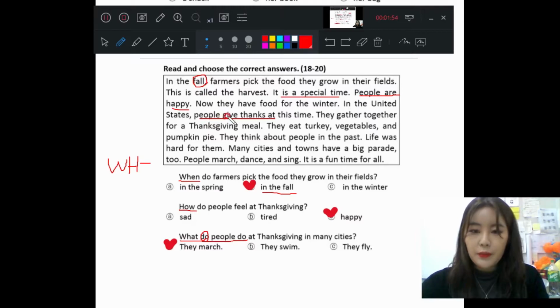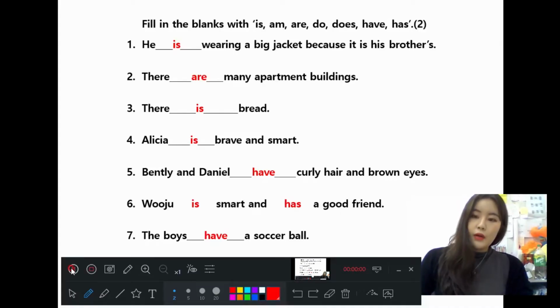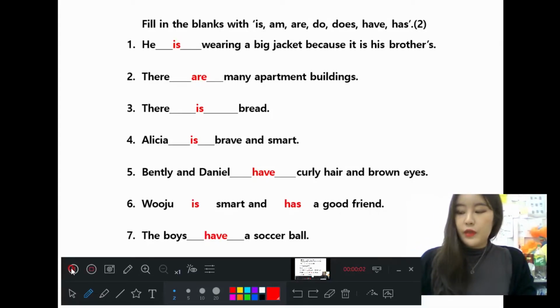So this also can be the answer, but the given options are slightly different, right? So the first one is march, swim, and fly. And let's see. People march, dance, and sing. They do many things, but definitely not swim or fly, right? So we're going to cross out this B and C, and A is going to be the correct answer. Okay, guys? Alright, now we are going to move on to the grammar part.